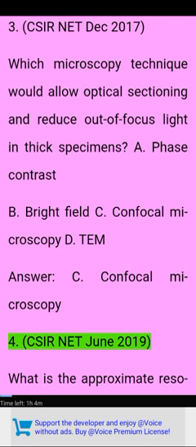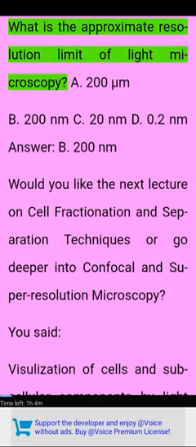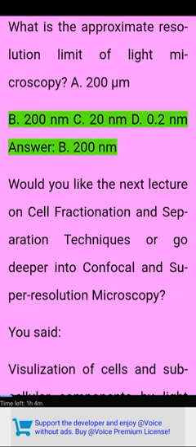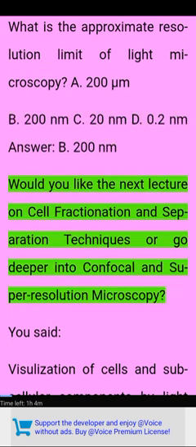4. CSIR NET June 2019. What is the approximate resolution limit of light microscopy? A. 200 micrometers. B. 200 nanometers. C. 20 nanometers. D. 0.2 nanometers. Answer: B. 200 nanometers.